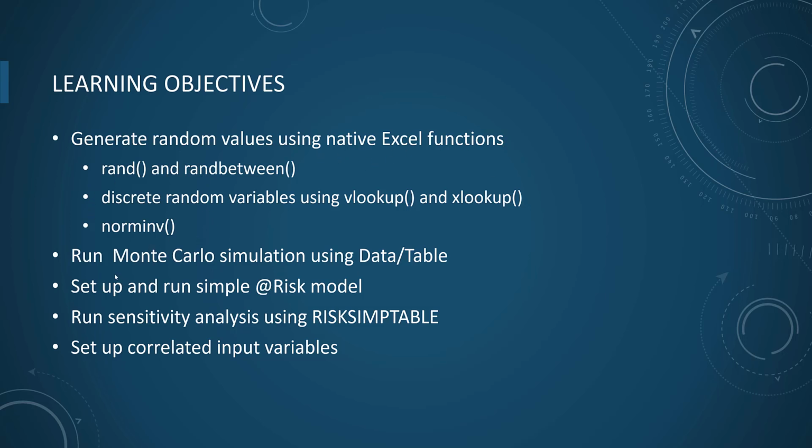And then we will use the data table functionality to run repetitions of the simulation model. So that is the key. Once you set the model up, you run the model for a number of repetitions: 1,000, 5,000, 10,000. So then you have 10,000 different values.